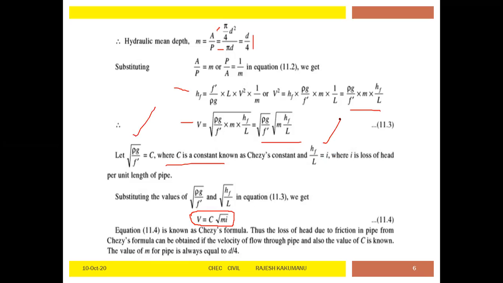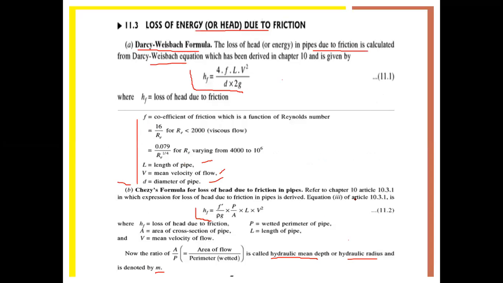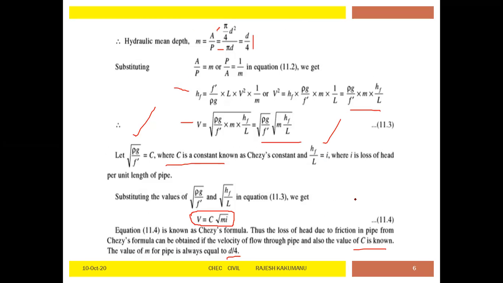Thus the loss of head due to the friction in the pipe from Chezy's formula is obtained from the velocity of flow through the pipe. The value of m for a pipe is always equal to d/4. Next, based on these formulas, Chezy's formula and the Darcy-Weisbach equation, we will solve some of the problems.